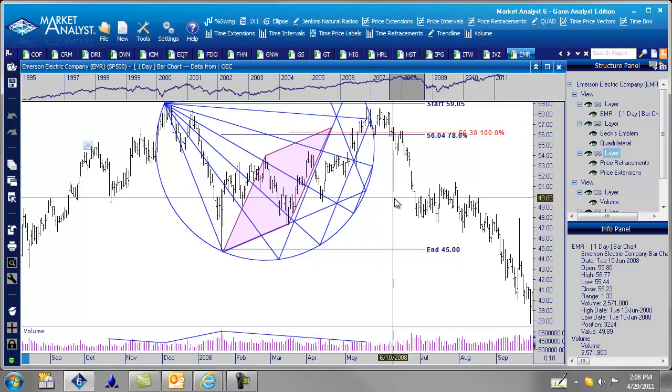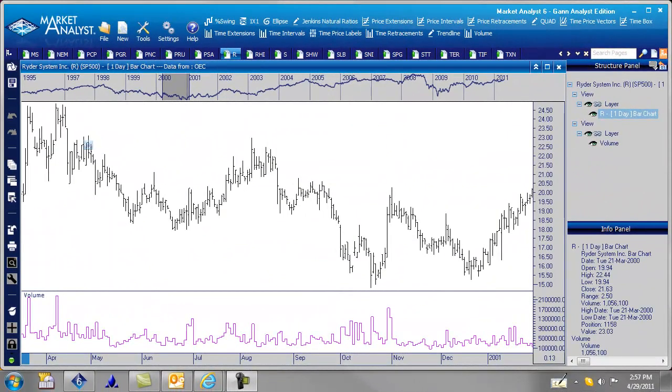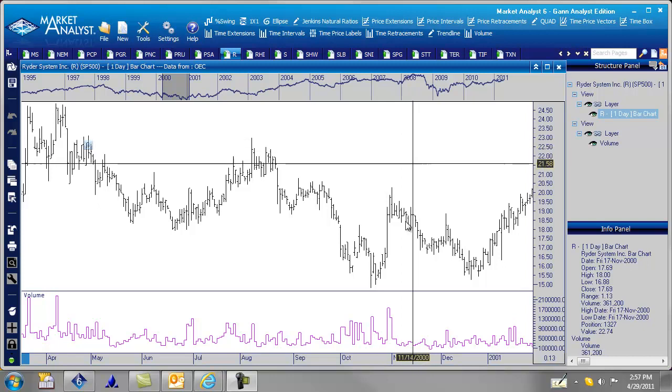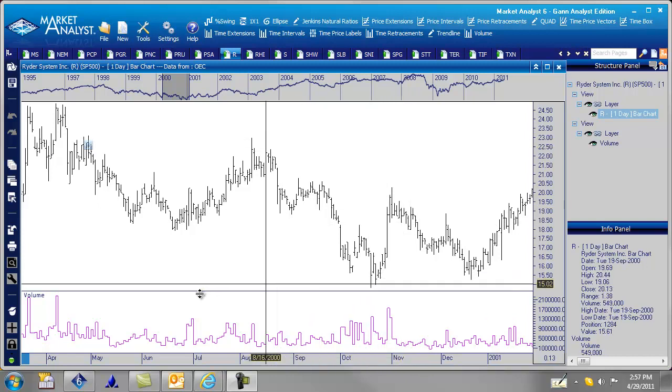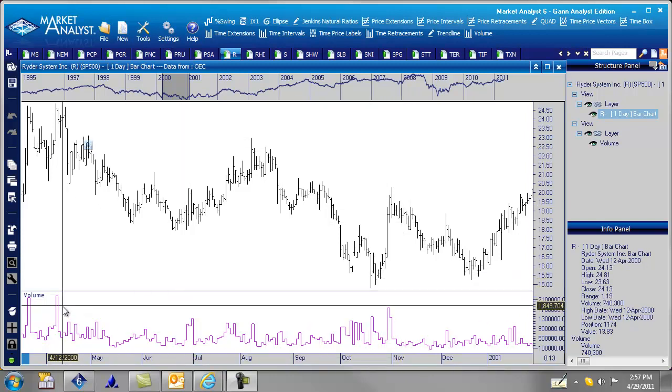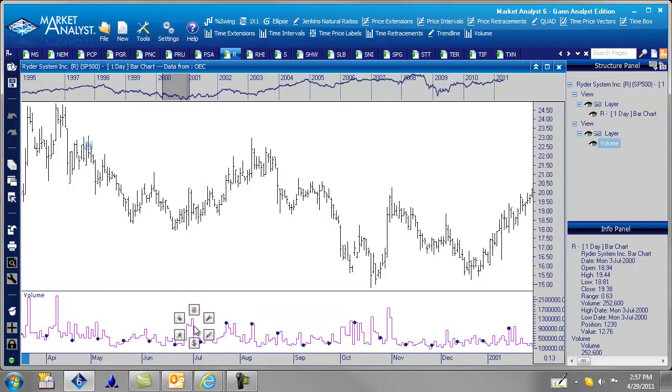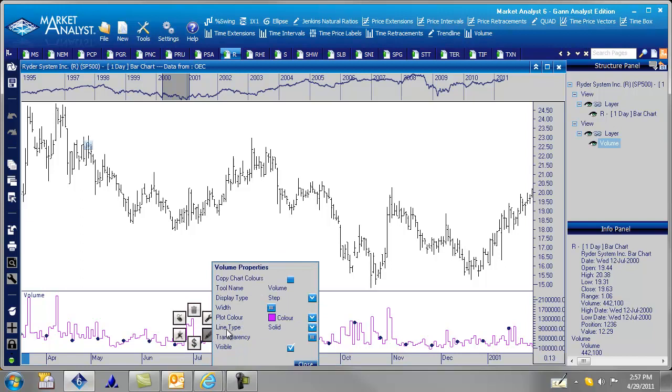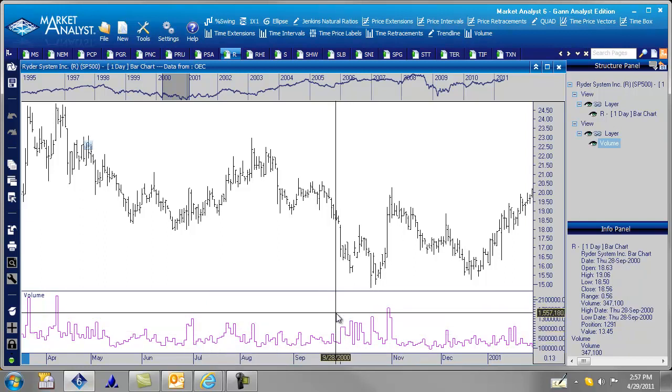So let's look at some more examples. Here's another example of a TRG 786. We have Rider Systems here. I've put a volume indicator at the bottom of the screen, and I changed the format so it looks a little bit different. You can change it to a step or line, whatever, dot. I got it on step here. And I just wanted to show you something.